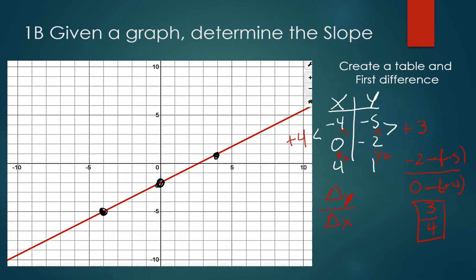Now, go ahead and set this up just as a reminder: delta y divided by delta x. So that gives you 3/4. And I'm just going to go back and label them.